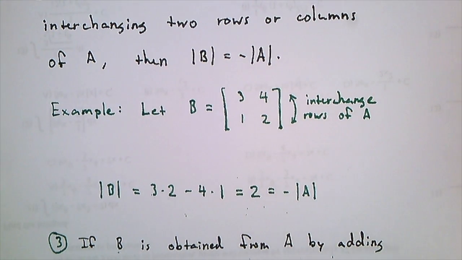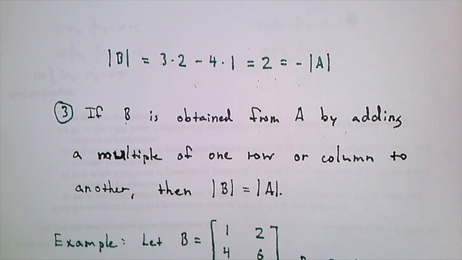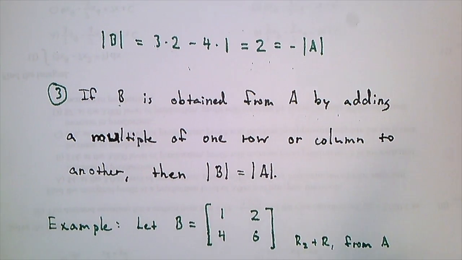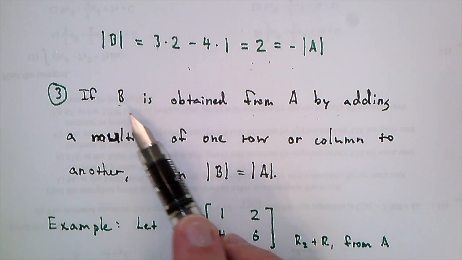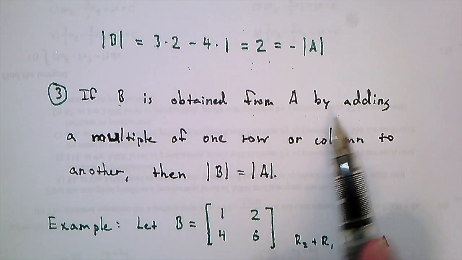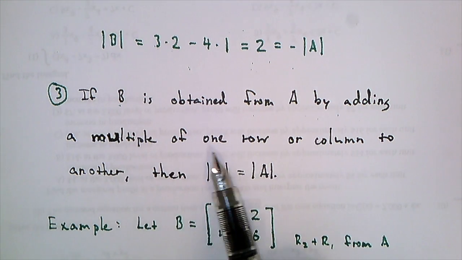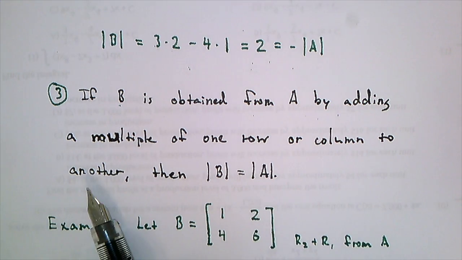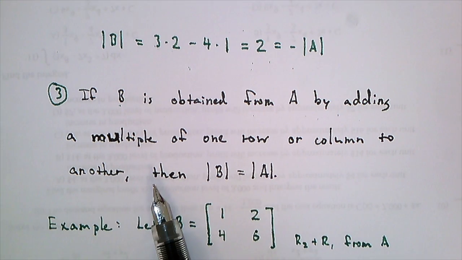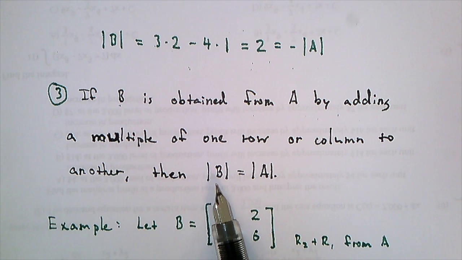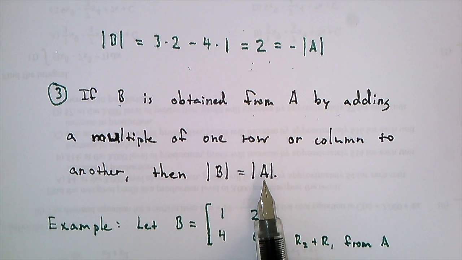Now we'll move on to the third and final part of the theorem. If a new matrix B is obtained from the matrix A by adding a multiple of one row or column to another row or column, then nothing changes. The determinant of our new matrix B is the same as the determinant of A.